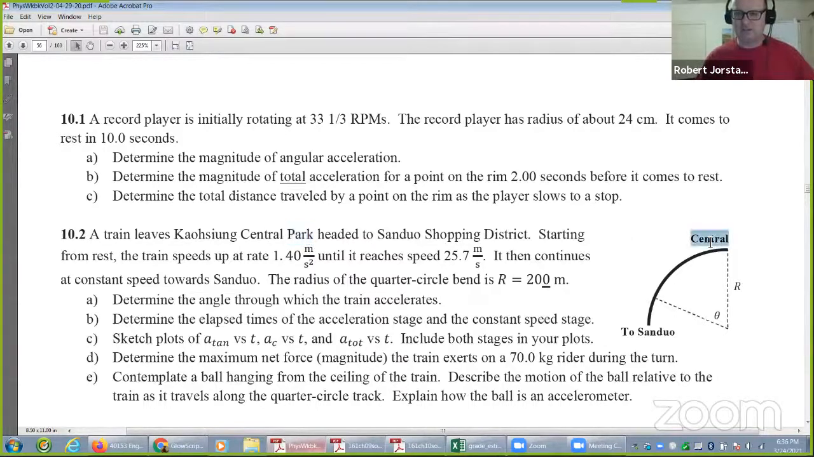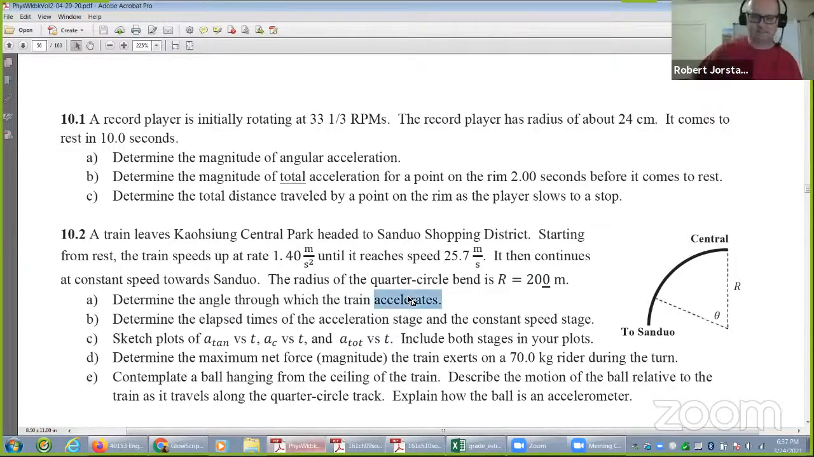But I took the train from Central to San Duo, and I thought, this is a perfect physics problem. So I looked up some numbers later. This is the maximum recommended train acceleration rate if you want to keep your passengers from puking or complaining. This is about 60 miles an hour, times about 2.2, maybe 50, something in there. And then here's the radius: 200 meters. That's a big turn. That's like two football fields, right? So this is a large curving arc. And now the idea here is to determine the angle through which the train accelerates.